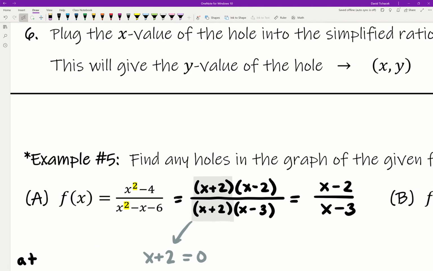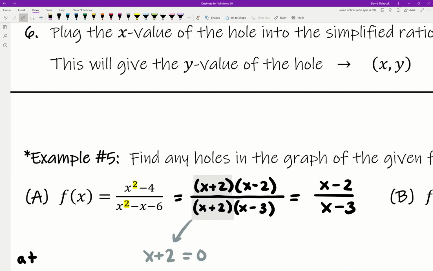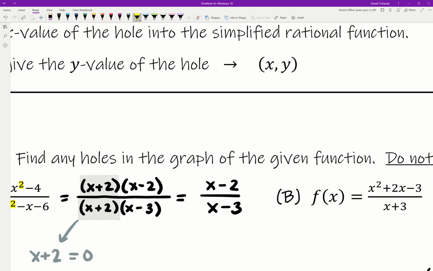We already went ahead and did that. And then it says in step 6 to plug the x value of the hole into the simplified rational function. Okay, so the simplified one, that is the one that we got after canceling those terms out. And so for our purposes, that's going to be this right here.